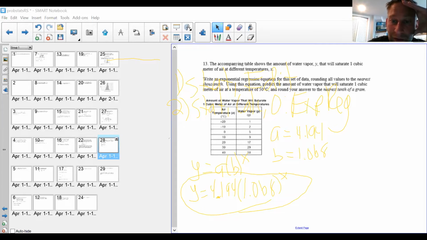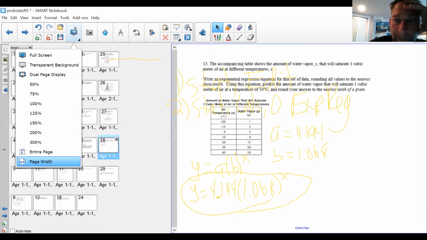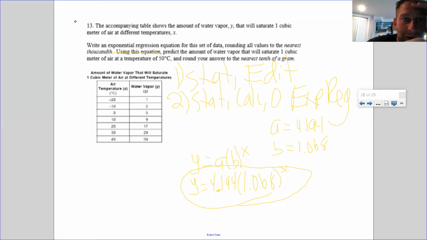Don't read ahead with these questions. Just take it one piece at a time. The first question ended right here. Now, using this equation, predict the amount. It's giving me this value, 50 degrees Celsius. Degrees Celsius is x, so this is basically saying that x is 50. So now I'm going to substitute x with 50.